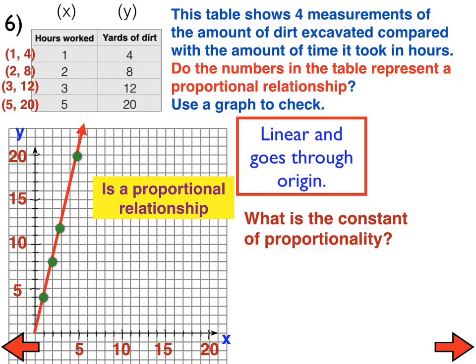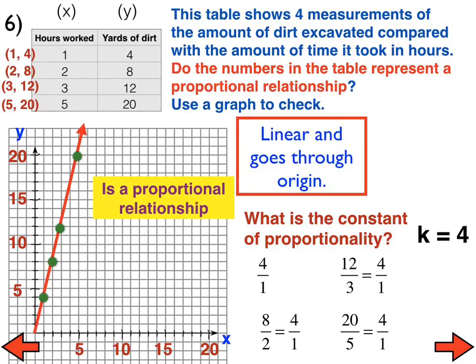And I asked for what is the constant of proportionality? And I see most of you did ratios, right? You did this. And what is the constant? K equals 4. Now there is a way to find that constant without doing ratios and just looking at the graph.